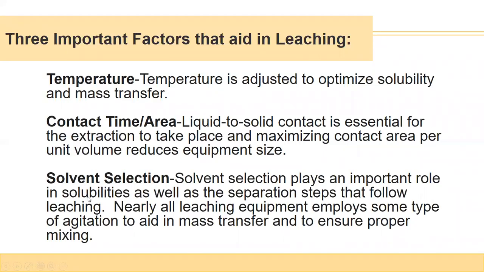Now, in terms of the characteristic of the solvent, it's very important that your solvent will selectively dissolve the solute only, meaning your inert solid B in the matrix of the solid should not be soluble in your solvent. So solvent selection plays an important role in solubilities as well as the separation steps that follow leaching. As mentioned already, there's an extraction step that follows after leaching. Nearly all leaching equipment employ some type of agitation to aid in mass transfer and to ensure proper mixing.